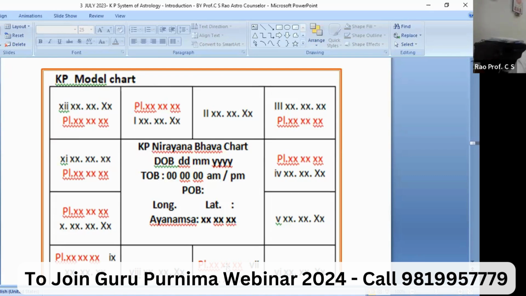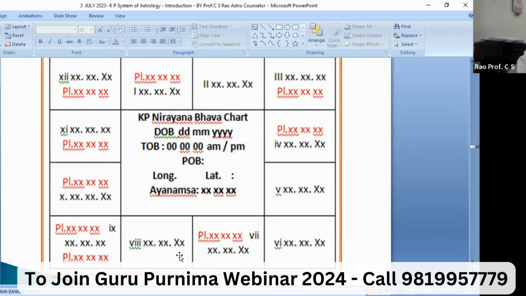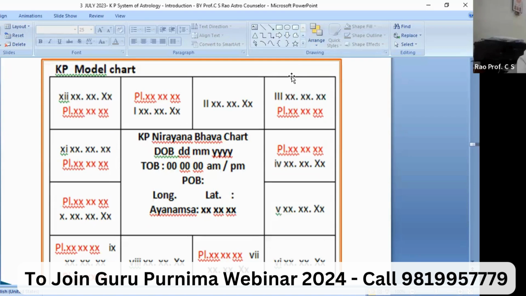Another point I want to highlight here is, in drawing this chart, you should see what the first cusp is. Suppose, for example, in Aries the first cusp is at 12 degrees. You put it here. If the planet is below 12 degrees, you have to put it before that, because Aries runs from 0 to 30. If the planet degrees are lesser than the cuspal degrees, you put it before that. If it is more than the cuspal degrees, put it after that.